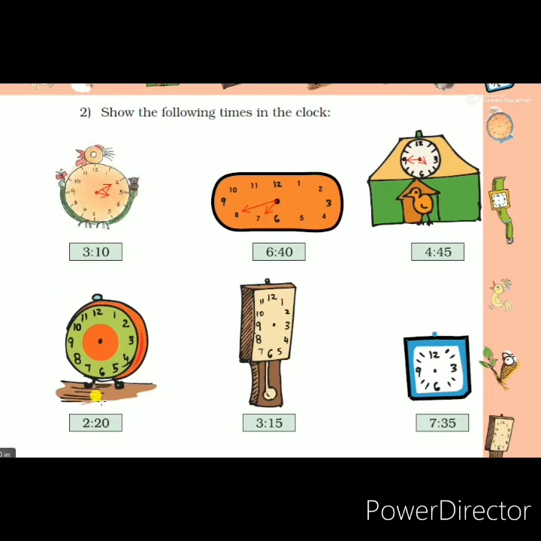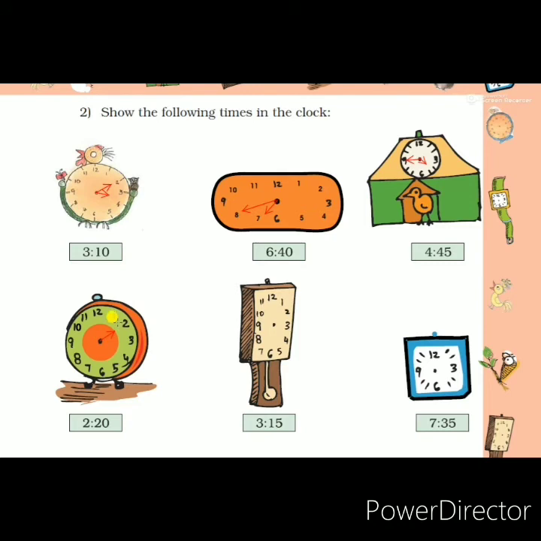Here the time given is 2:20. 2:20 means the hour is 2 and the minute is 20. So the hour hand should be at 2, or a little bit past it, but it is not seen properly. We cannot see the needle moved from the 2 properly. We just feel that it is on 2 only. So the hour hand will be on 2 and the minute should be 20.